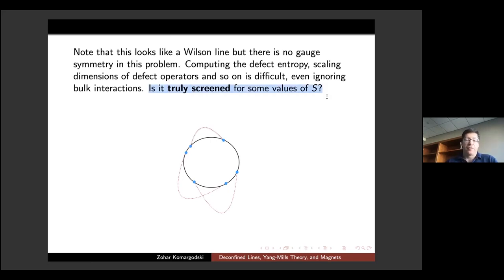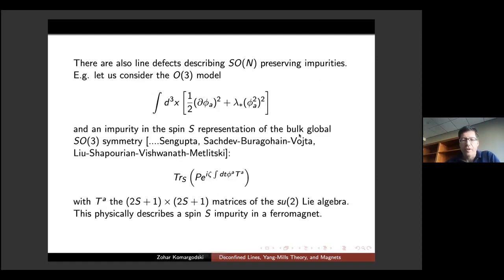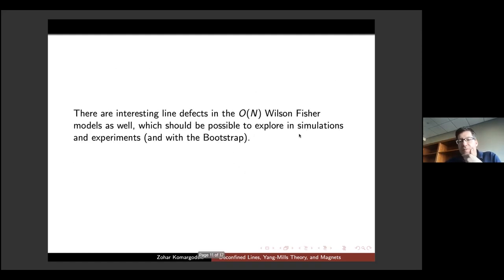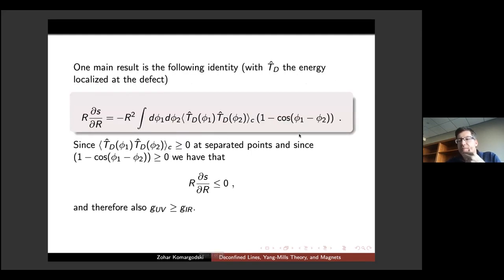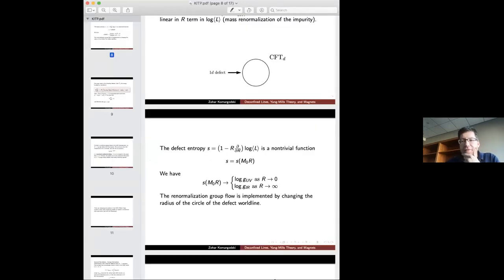So the big problem is, is it actually screened for some values of S? Obviously, there are particles in the bulk of spin S equals 1, but it doesn't mean that it's screened for generic values of S. And it's an important problem about the phases of various impurities in condensed matter. So these were just a few comments about what confinement or screening might mean. And now I'll let Simeon make his comments. Thank you very much. And let's pass it over to Simeon.